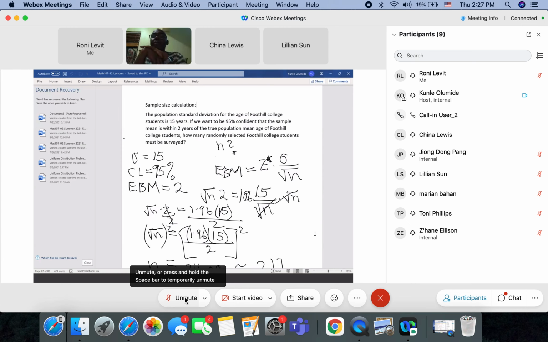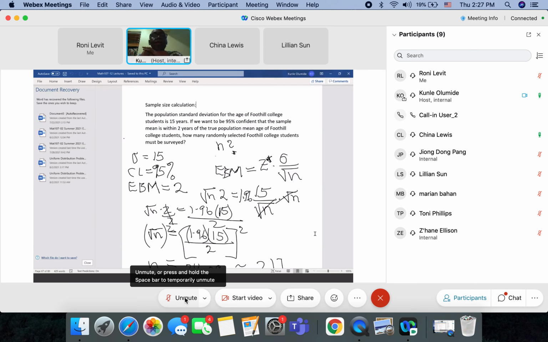And now you divide both sides by 2. If you divide both sides by 2, it should give you something like 14 point something. Let me see. 1.94 times 15. Where did you get 1.94 from? Oh, I said 0.94, but I put it in the calculator as 0.96. Sorry. Divided by 2, you said, right? Yeah. Okay.